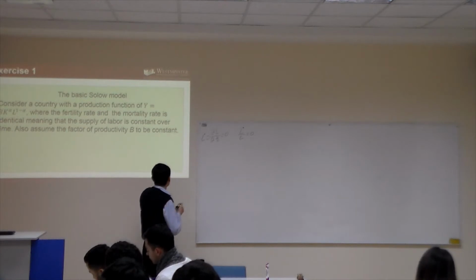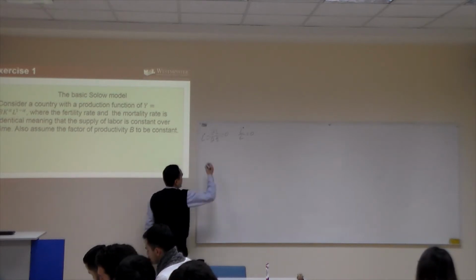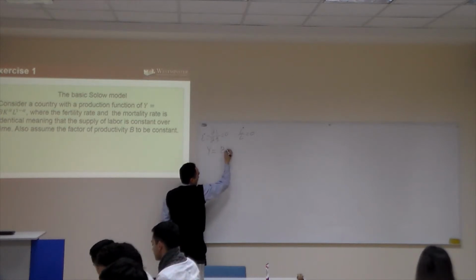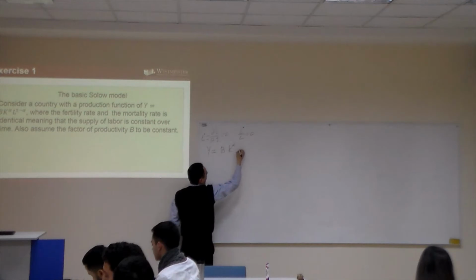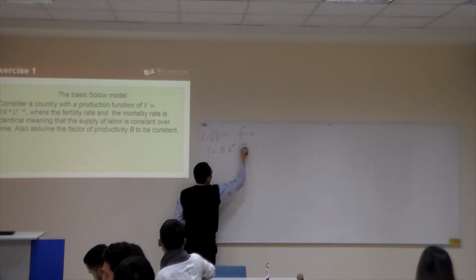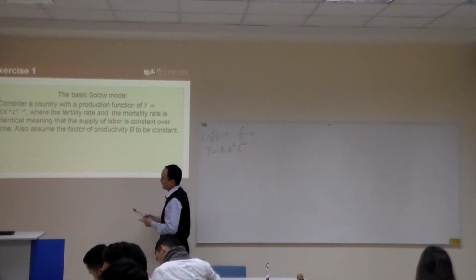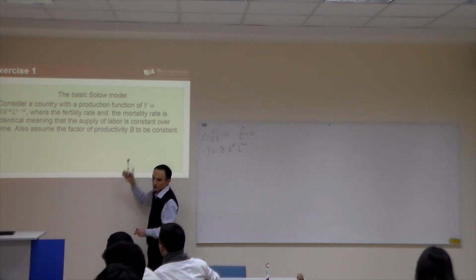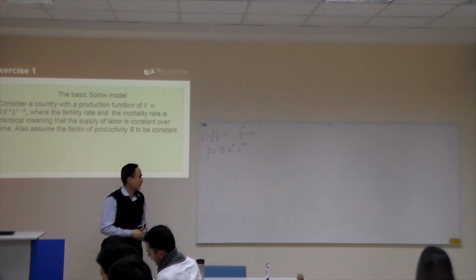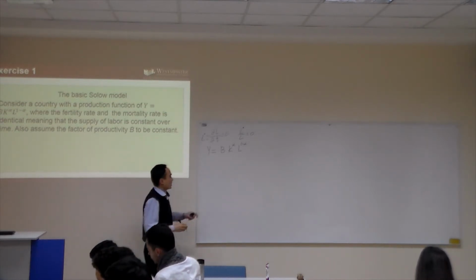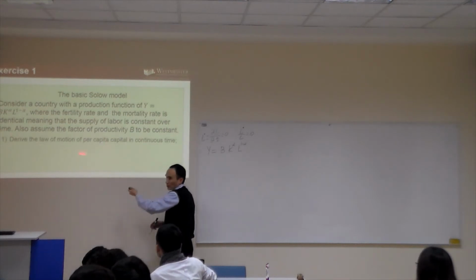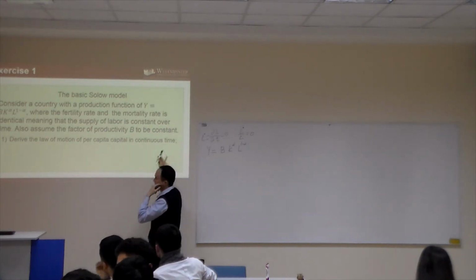So the Cobb-Douglas production function is given for us, which is output Y equals technology A times capital to the power of alpha times labor to the power of 1 minus alpha. And now we are making an assumption that the factor of productivity, which is technology A, is constant, it is not going to change. So number 1, now we have to derive the law of motion of per capita capital in continuous time.